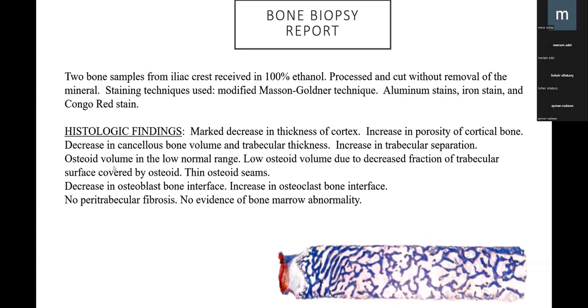There was no mineralization defect. You can see that osteoid volume is in the low normal range, and she had thin osteoid seams. She had a decrease in the osteoblast-bone interface, which means she had low bone formation. She also had an increase in the osteoclast-bone interface. I think it is mixed with hyporesorption. There is no peritrabecular fibrosis, no evidence of bone marrow abnormality.